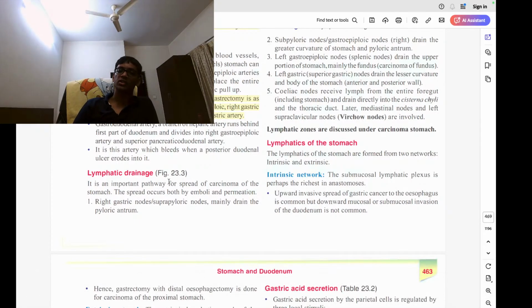Then lymphatic drainage is an important pathway for spread of cancer of the stomach. Spread occurs through both emboli and permeation. Right gastric nodes, suprapyloric nodes mainly drain the pyloric antrum.